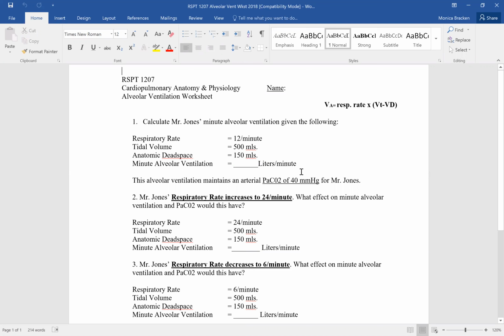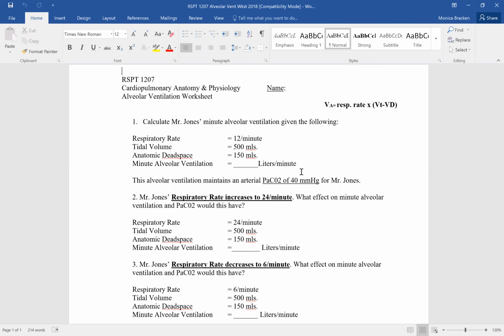So this alveolar ventilation maintains a CO2 of 40 millimeters of mercury, I'm sorry, which is normal for Mr. Jones. So Mr. Jones has normal alveolar ventilation. He would not have any retention, and in this case, his CO2 will be normal.